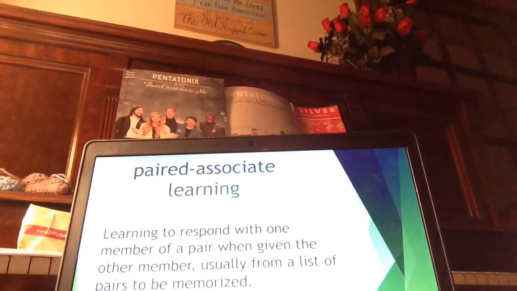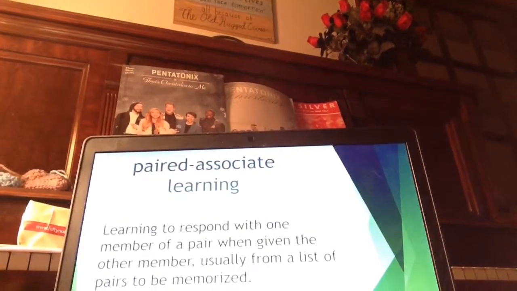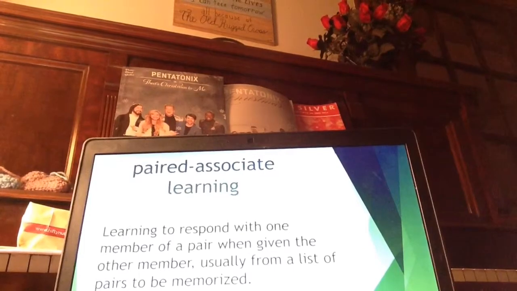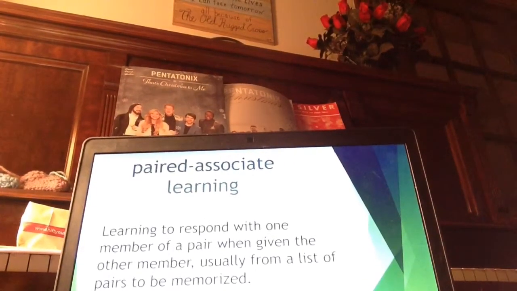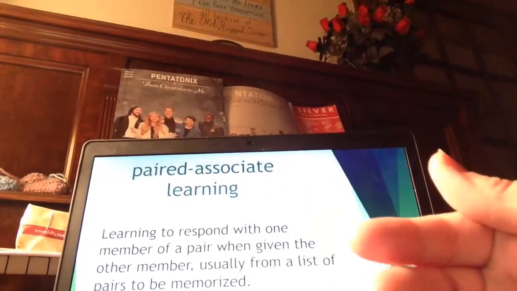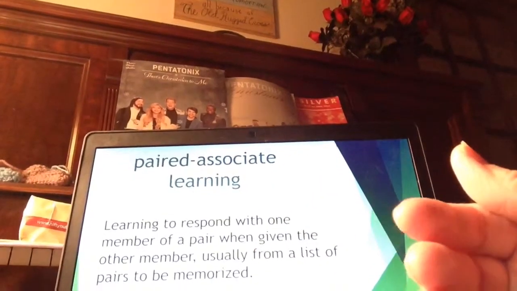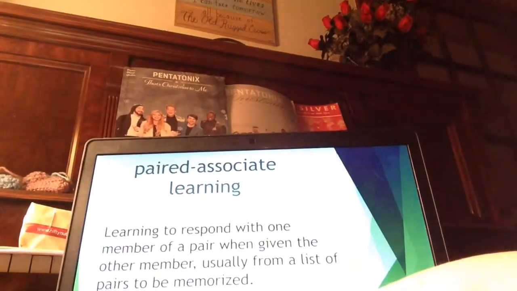Paired associate learning is learning to respond with one member of a pair when given the other member. So usually from a list of pairs to be memorized. A lot of times we'll see a list of things, like definitions, and you have a paper and you fold it hot dog style.